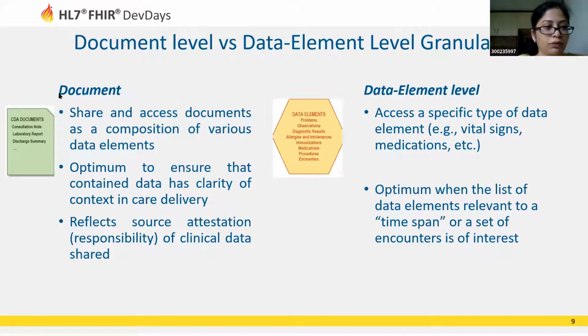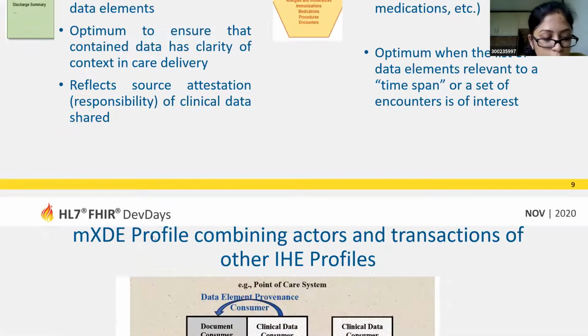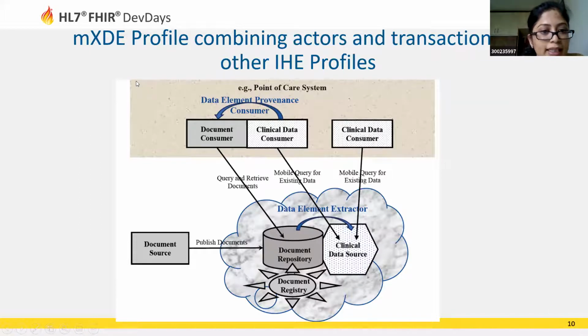Okay, now a little bit of a deep dive on the MXD profile and how exactly we used it to build a solution. The MXD profile defines two actors: one is the data element provenance consumer, and the other is a data element extractor. When I say a consumer, you could attribute it to be a simple FHIR consumer, or a FHIR consumer which has FHIR capability and would also be able to retrieve from the document repository. When I say document repository here, you could map it to the XDS repository and the XDS registry that exist in the XDS world.